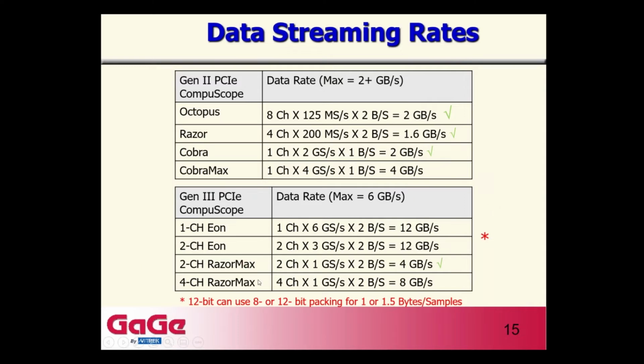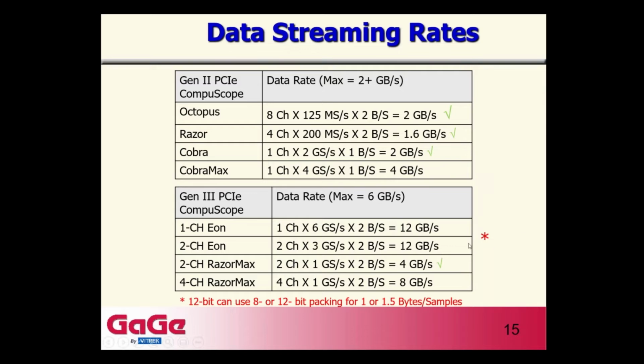Our Razor Max card, our 2-channel card, is, well, let's say it the other way. Our 4-channel card could create enough data to exceed the PCI bus, but at half the rate, our 2-channel card has all its data rates within the speed limit of the PCI bus. So the 2-channel Razor Max, the PCI bus can take everything that the card can throw at it.